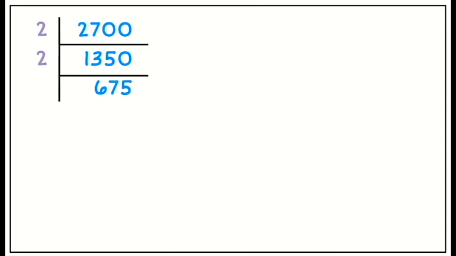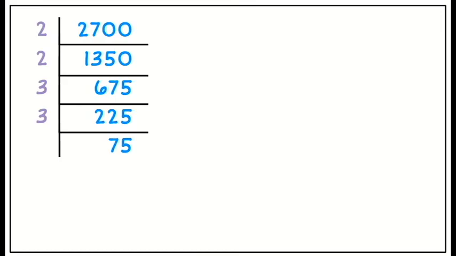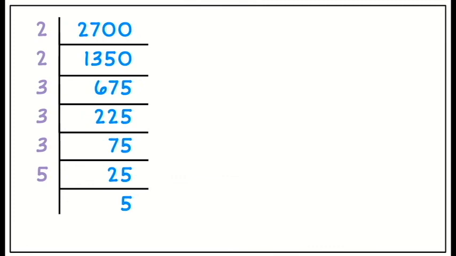So I can say, right, 2,700, divide that by 2 is 1,350. Divide that by 2 again, and I get to 675. Divide that by 3 and I get to 225. Divide that by 3 and I get to 75. Divide that by 3 and I get to 25. Divide that by 5, I get to 5. Divide by 5 and I get down to 1.